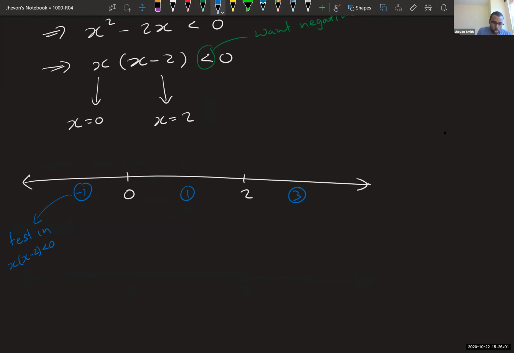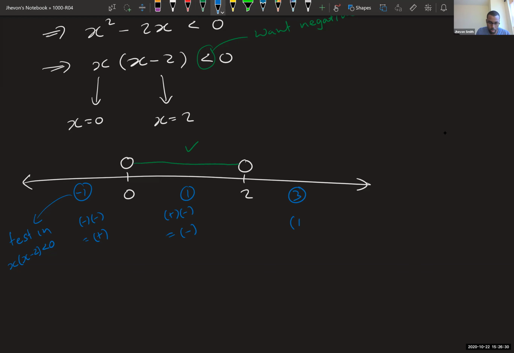So if I plug in a -1, that's a negative times a negative. That gives you a positive, so we don't want that. If I plug in a 1, that would be a positive and a negative. So this gives me a negative overall, which is good. Actually want that. And of course, these are strict inequalities, so I can't actually be equal to 0 or 2. But I can be between these, that's fine.